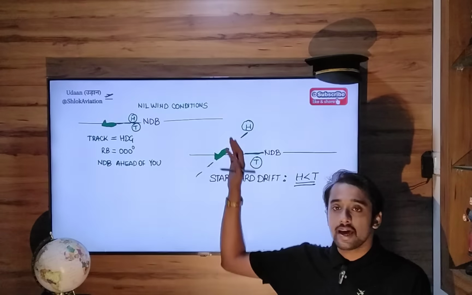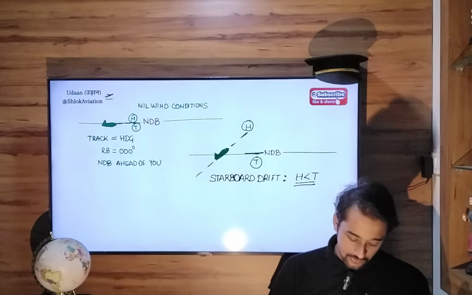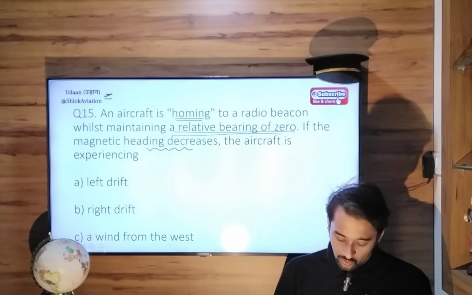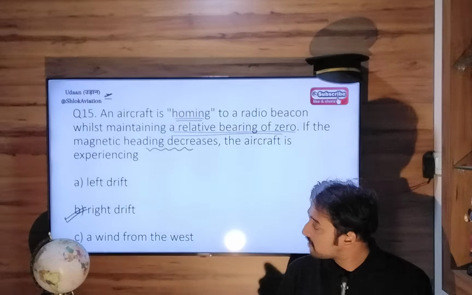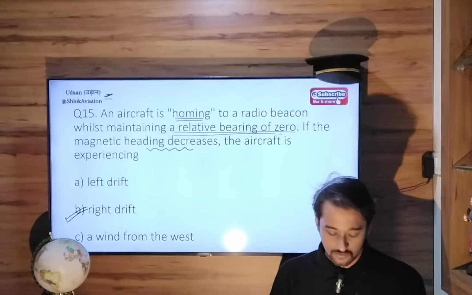Whenever you turn left, angles decrease. Okay, so the correct answer will be what kind of drift? It will be a starboard drift. It will be a starboard or right hand side drift.